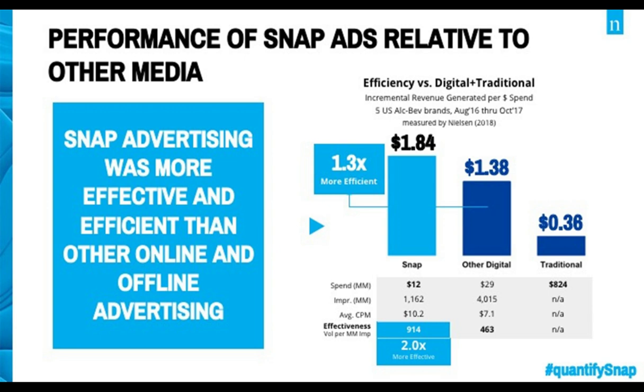The key insight here is, first of all, Snap was twice as effective as other digital tactics. That's a pretty significant difference. The CPM, though, was much more expensive, about 42% more than other digital. But because the effectiveness was so much greater, it overcame that CPM difference and led to an ROI of 184 versus 138 for other digital, which is about 30% more efficient. Obviously, compared to traditional media, it really blew it out of the water in terms of return on investment.